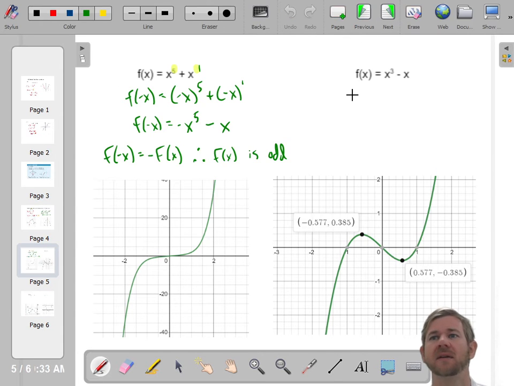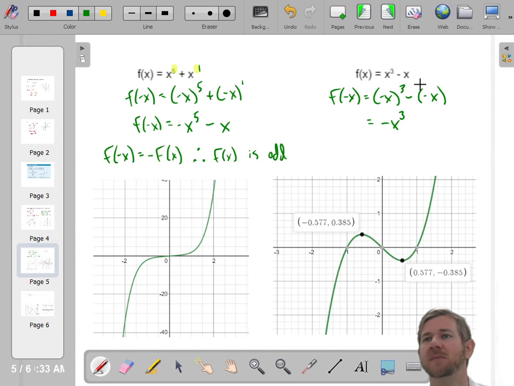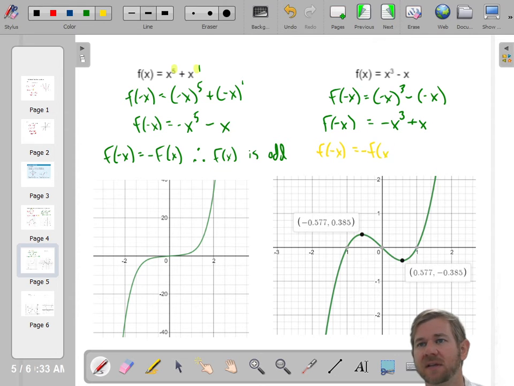Let's do one more together. F of negative x. So I plug in negative x cubed minus negative x, and you get negative x cubed minus a negative, which is the same as adding. So when you plug in negative x, what do you get? Well, this was positive, now it's negative. This was negative, now it's positive. So we will say f of negative x equals the opposite of f of x. If they're opposites, therefore f of x is odd.